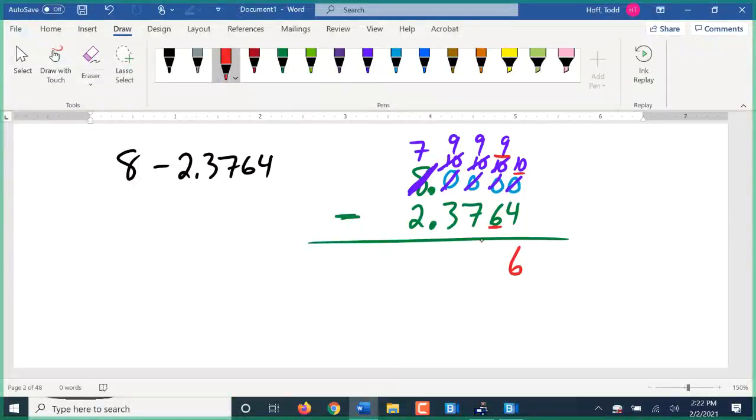9 minus 6 is 3. 9 minus 7 is 2. 9 minus 3 is 7. We're crossing the decimal point, so we're going to bring it down. Sorry, that's 9 minus 3 is not 7. 9 minus 3 is 6. Sorry. 7 minus 2 is 5. So 5.6237.